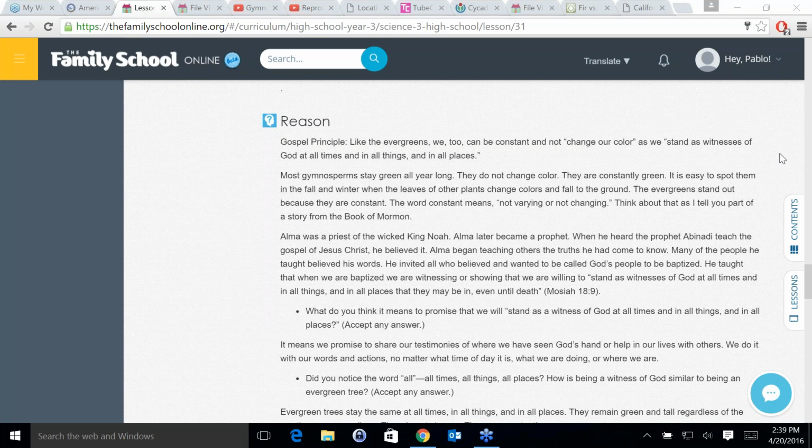So as we talked about evergreens, we can also be constant and, quote unquote, not change our color, as we quote unquote stand as witnesses of God at all times and in all things and in all places. This already reminds me a lot of missionary work, and how we can invite all to come unto Christ. And most gymnosperms stay green all year long.